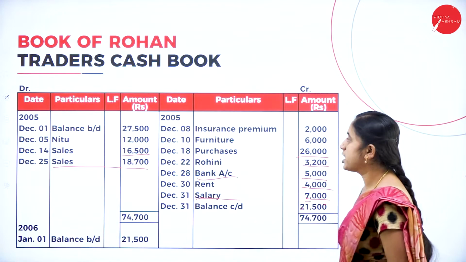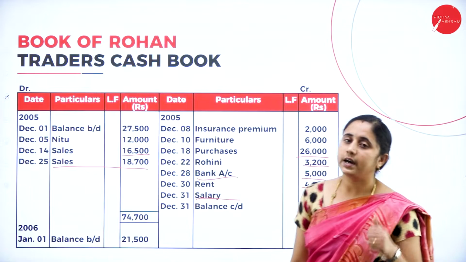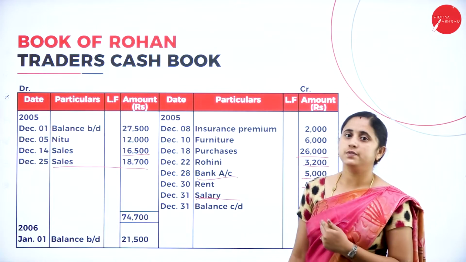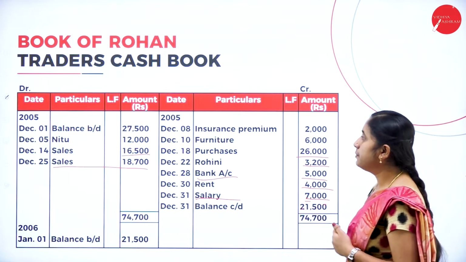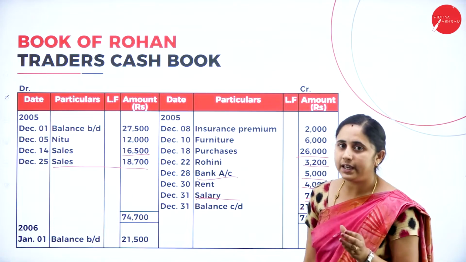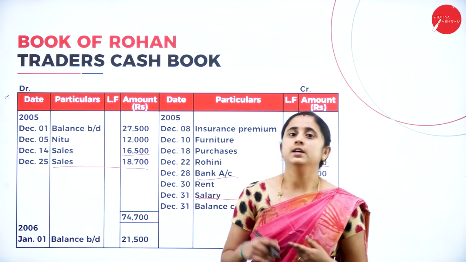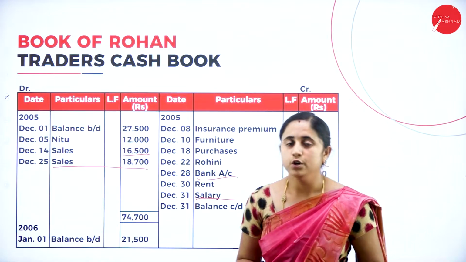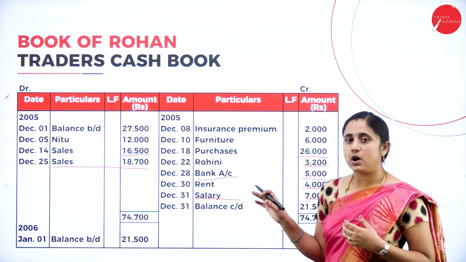In the single column cash book, you will record only the cash transactions. Discount and cheque transactions will not be entered in the single column cash book. So this is mainly used for a small business concern. They will not allow discount and bank transactions. So this is the simple or single column cash book.